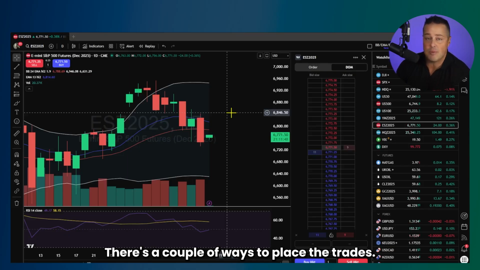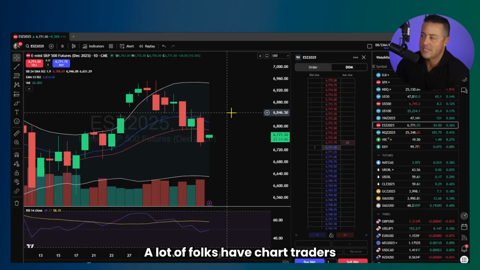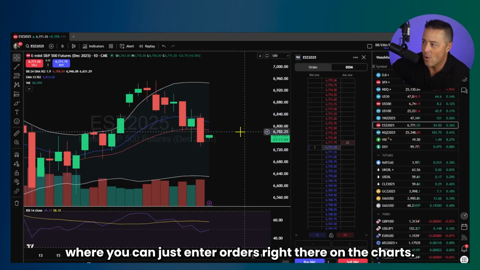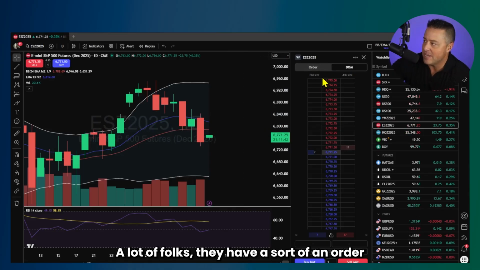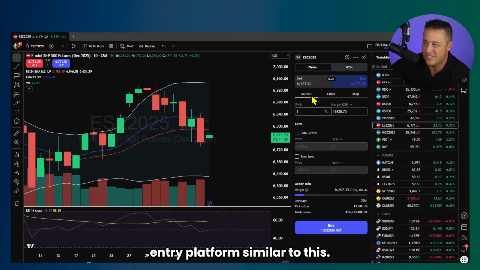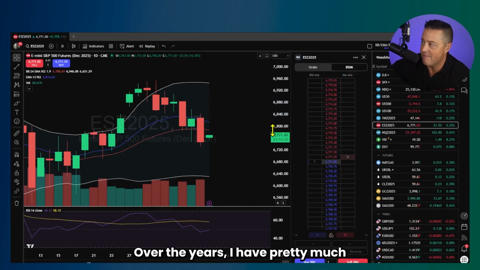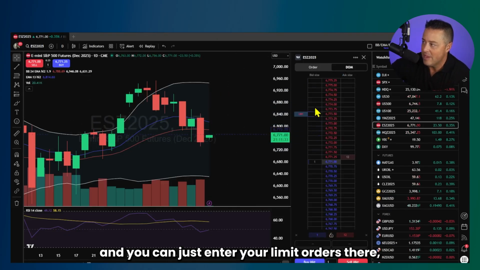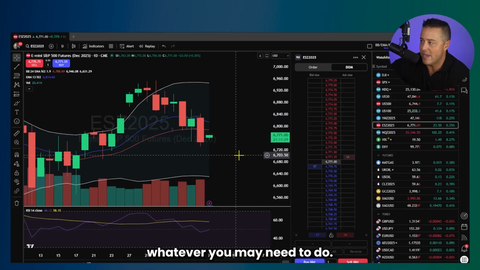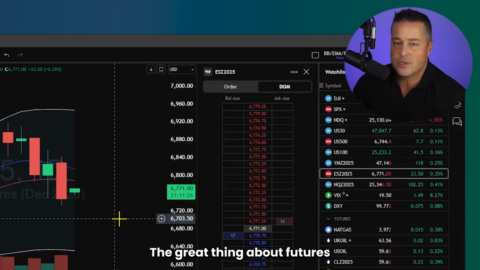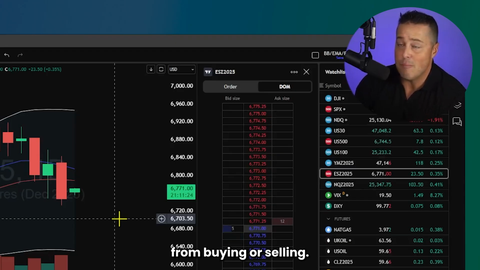Now, when we trade futures, it's relatively straightforward. It's easy. There's a couple of ways to place the trades. A lot of folks have chart traders where you can just enter orders right there on the charts. A lot of folks have an order entry platform similar to this, or you can just use the trading DOM. Over the years, I have pretty much always used a depth of market, and you can just enter your limit orders there, or you can enter market orders, whatever you may need to do. The great thing about futures is you make money from buying or selling.